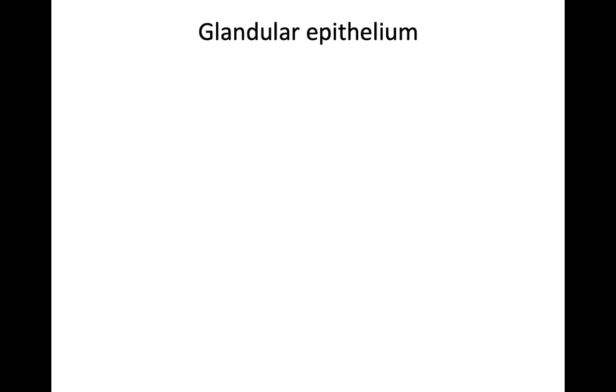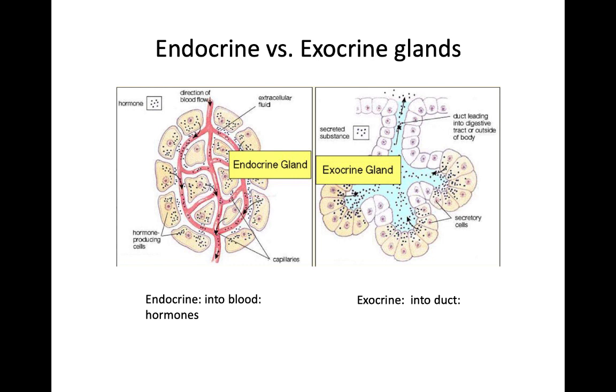The function of glandular epithelium is to secrete product. The product could be sweat or digestive juices, milk or hormones, and we can classify glandular epithelium as either being endocrine or exocrine glands. An endocrine gland is when the cells secrete directly into the bloodstream. An exocrine gland is when the cells secrete into a duct that leads to an outside surface of the body or to the lumen of a hollow organ.